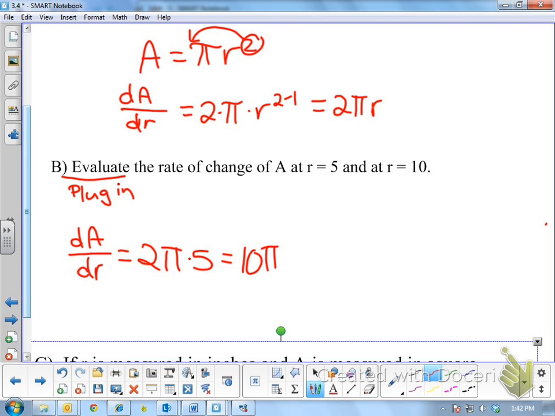What would my units be? We're doing dA over dr. So we always look at this to kind of help us with our units. What do we measure area in? Square inches or square units. What would we measure the radius in? If it were inches, it would be inches, or we can just say units.